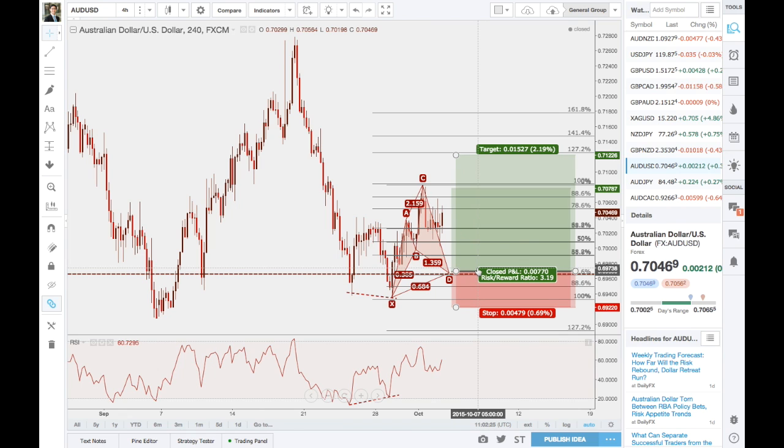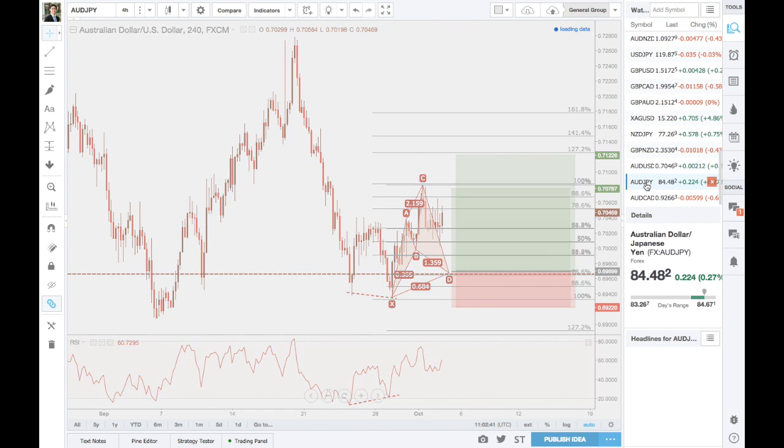Alright, but as mentioned earlier in this video, we have the RBA rate statement on Tuesday, something to take note of as well. So this is what I'll be looking out for on the Aussie dollar.